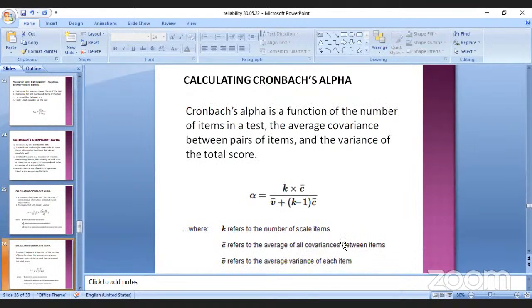Again, one more formula for this, representing the whole formula in terms of covariance and variance. Here K is the number of items in a scale or instrument. C bar is the average of all covariances between items, and V bar is the average variance of each item. So it says the average covariance between pairs of items and the variance of the total score. Again, what I am trying to find out is whether my questions are interrelated with each other, and whether my questions have any relation with the ultimate construct or not.